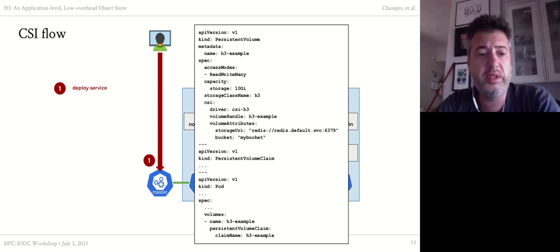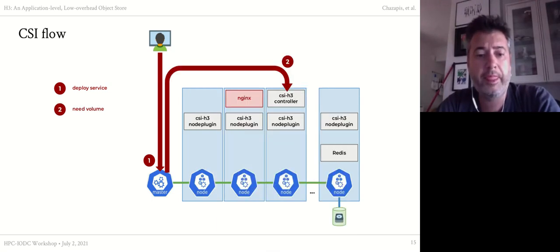So in a Kubernetes environment, let's assume that the user deploys some service like an Nginx server with data stored in an H3 bucket. So the H3 details are defined in a persistent volume, which is attached to the pod through a respective claim. Let's assume that Kubernetes decides to run the pod here at the second node. It then contacts the controller to ask for a mount point to create this volume that's necessary.